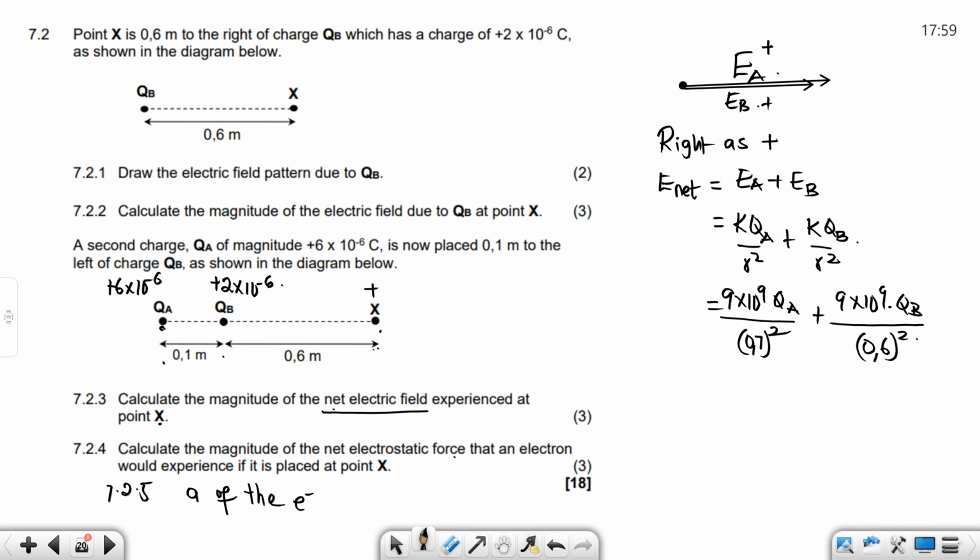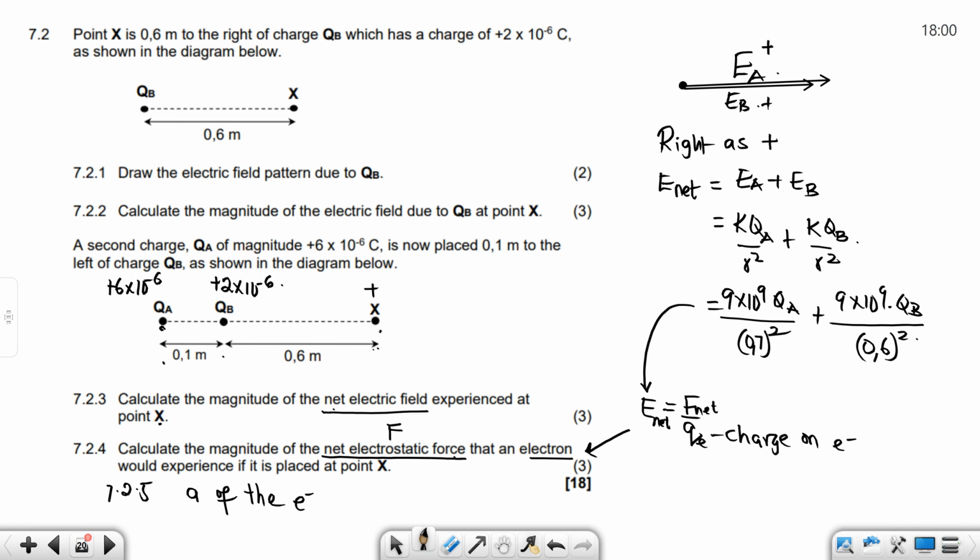Calculate the magnitude of the net electrostatic force on an electron. So what are we looking for? We're looking for F. Guys, once you see this as a sequel, a continuation, it is F over Q, E net, F net. We would have gotten our E net from here, right? What are we looking for? Net force. And we know the charge on an electron. All we need to do is substitute. So take note of that.